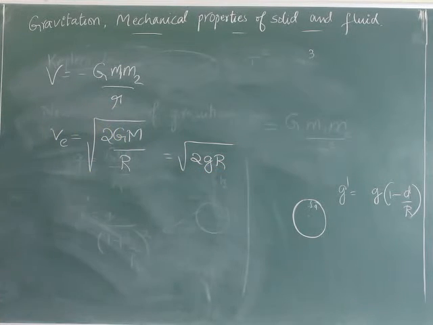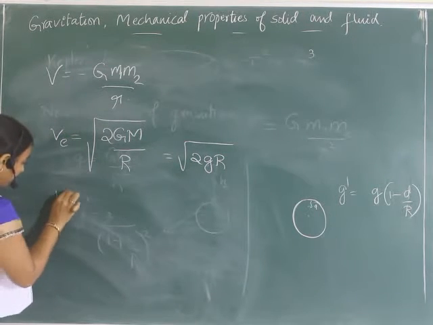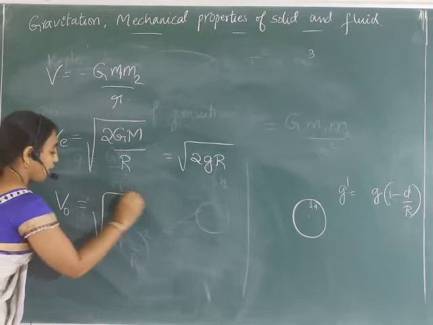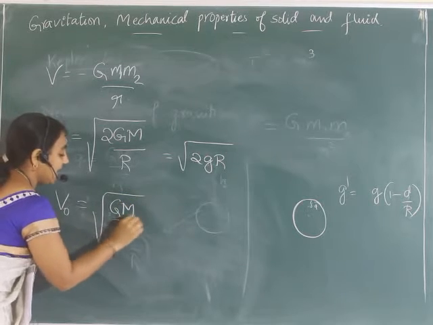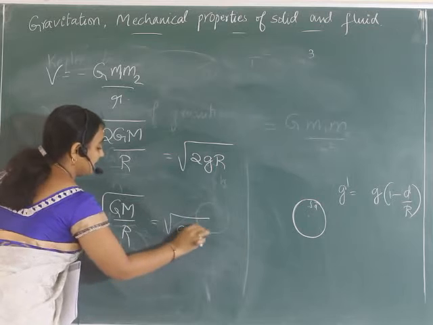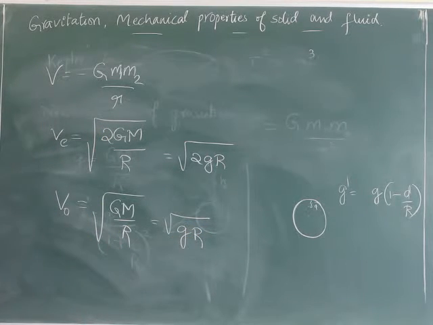These are the two expressions for escape velocity. Then the next expression is for the orbital speed of the satellite, that is equal to square root of GM by r, or it is equal to square root of gr. These are the two expressions for the orbital speed of a satellite which is revolving around the Earth in a circular orbit.